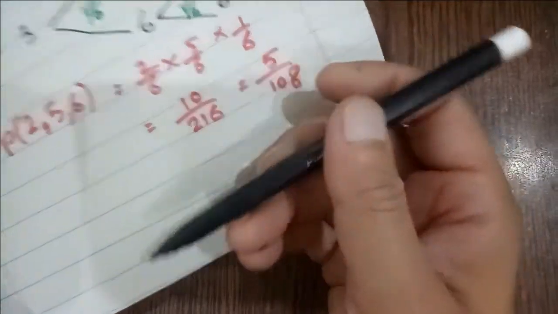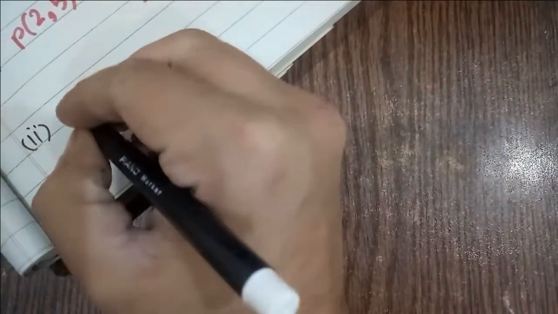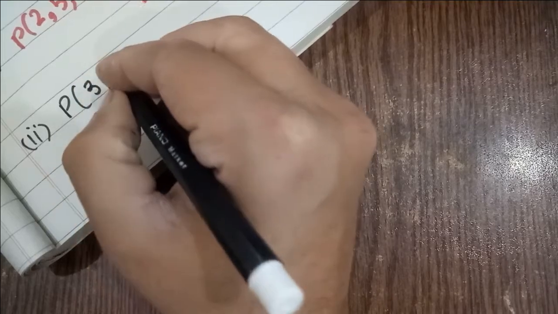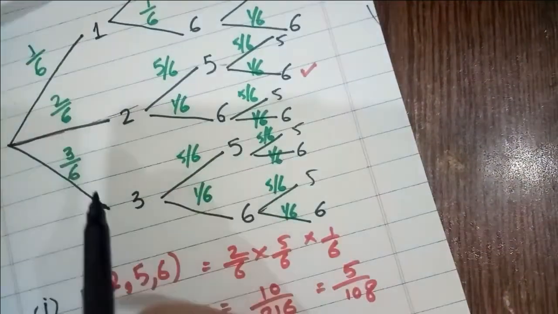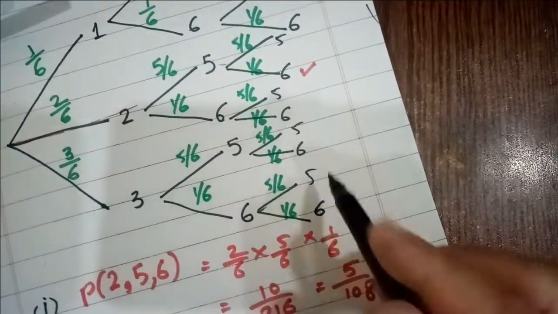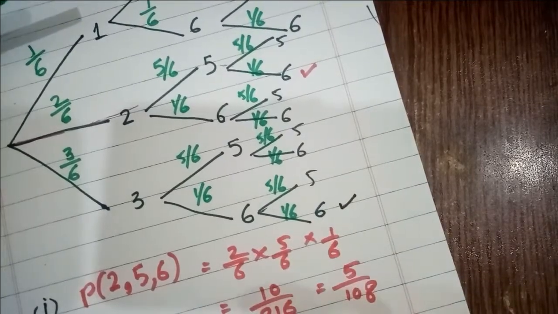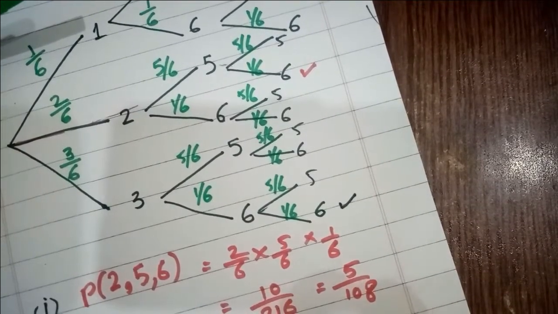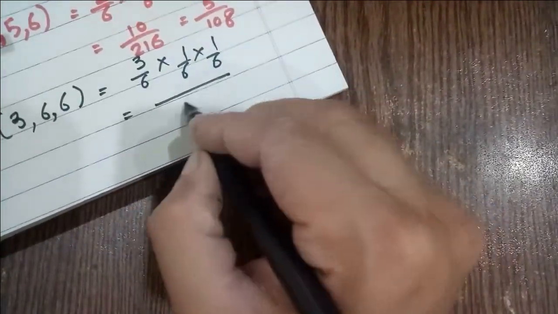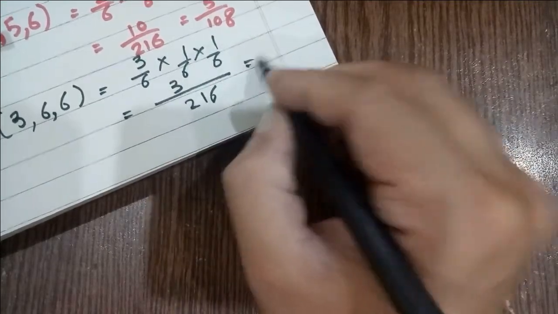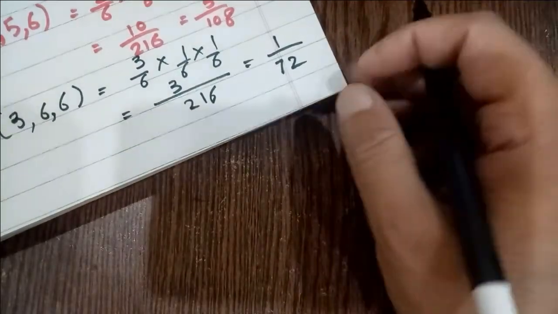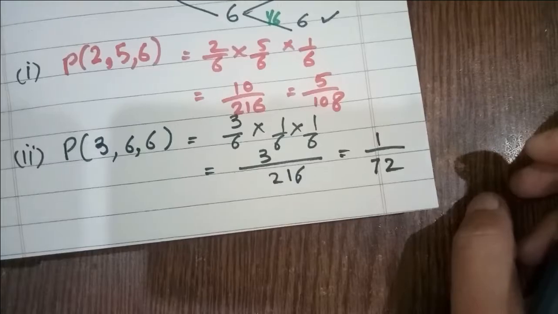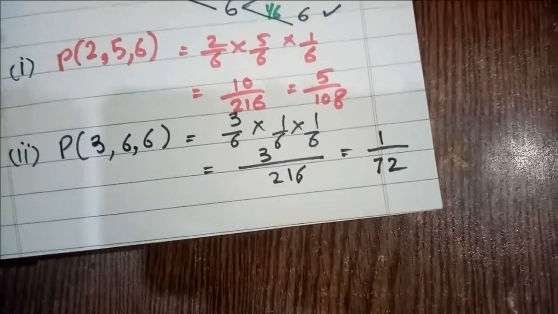Okay, next part. 3 on the red die and 6 on each of the 2 green dice. So 3, 6, 6. This branch has 3 by 6 multiplied by 1 over 6 multiplied by 1 over 6. So we get 3 over 216 or 1 over 72. So this is the answer of part 2. Part 3.